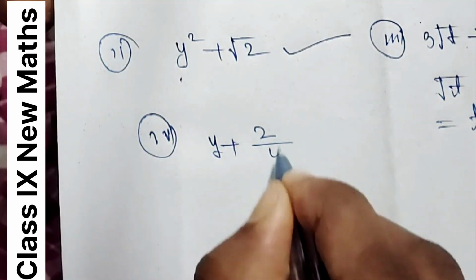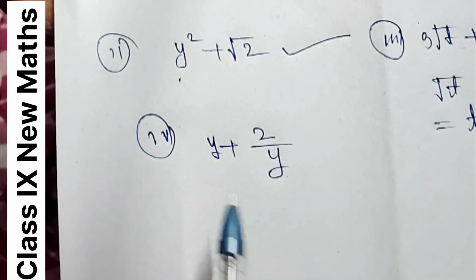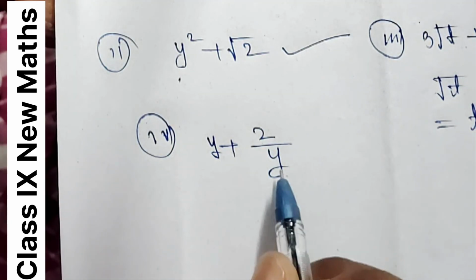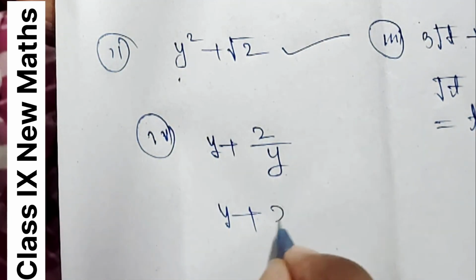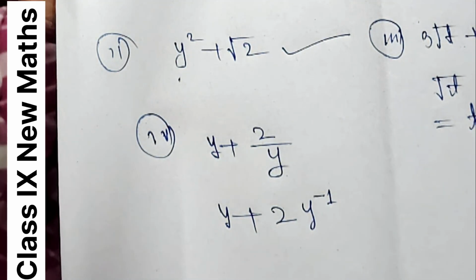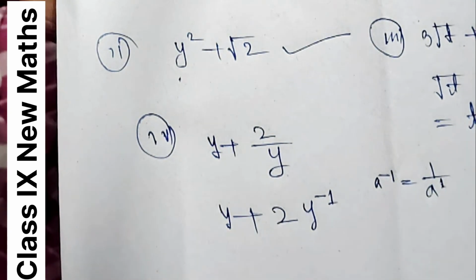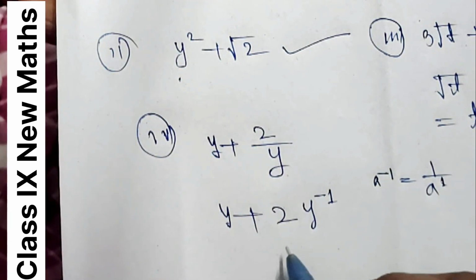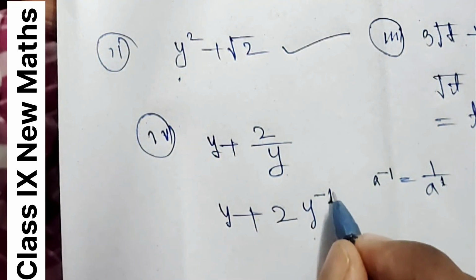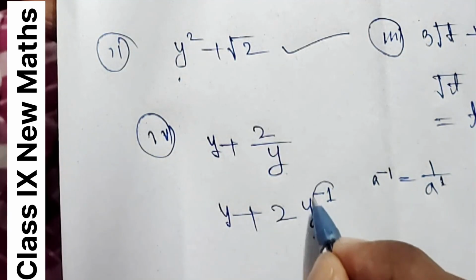y plus 2 by y. First you see whether this one is a polynomial or not. This one is also not a polynomial, because the variable is in the denominator. We can't write the variable as a denominator. If we simplify, this one will be y to the power minus 1. We have one formula: a to the power minus 1 equals 1 by a to the power 1. So 2 by y equals 2 into y to the power minus 1. Now you see the power of the variable y is not a non-negative integer, because the power is minus.